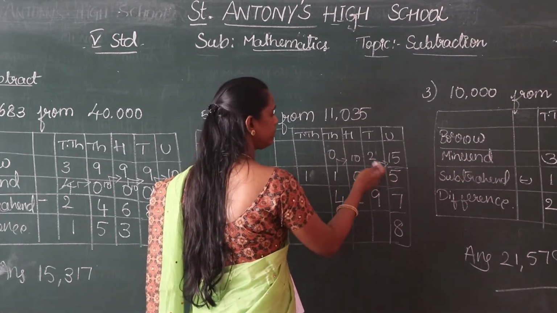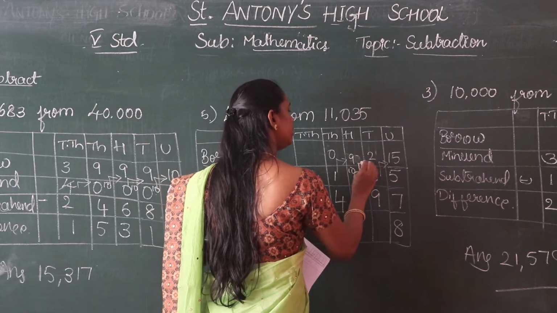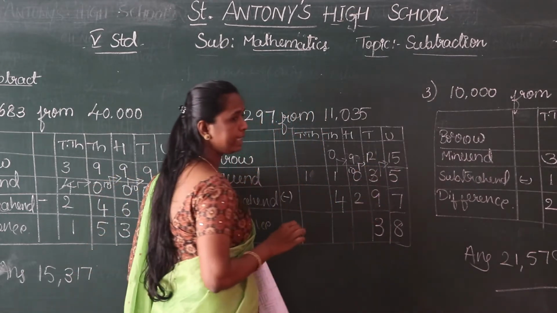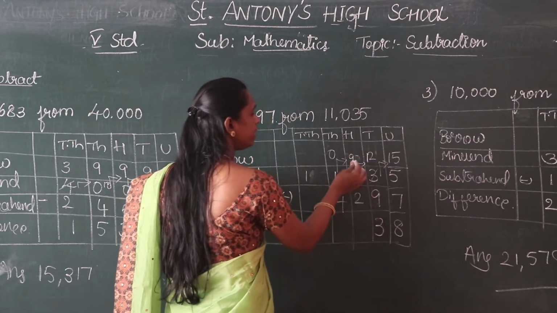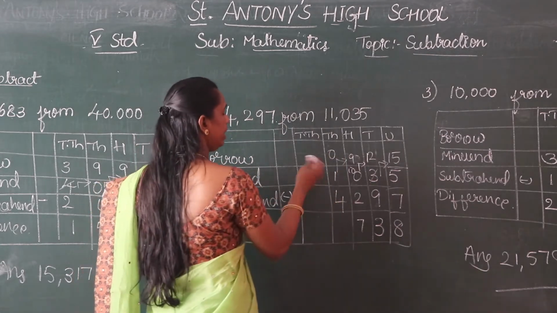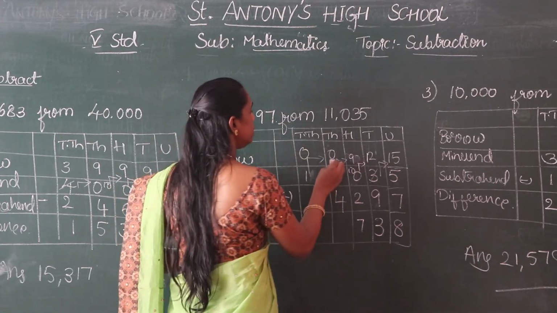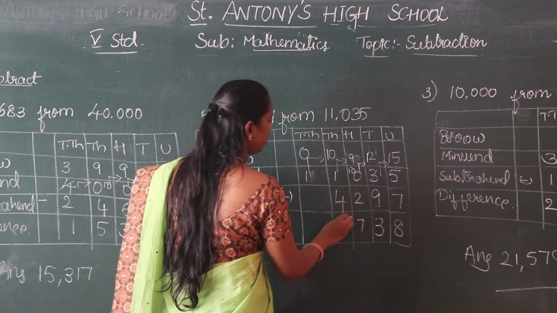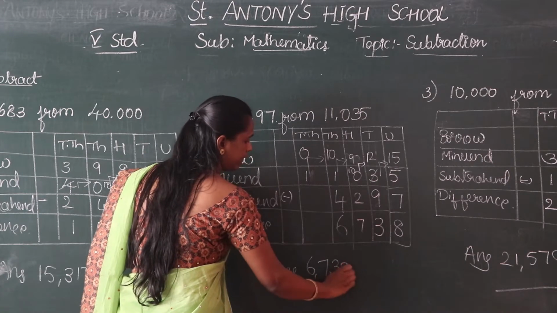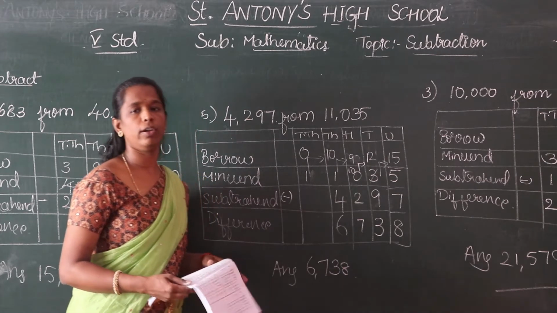Again we take borrow from the 100 place. This becomes 9 and this 2 becomes 12. 12 minus 9, 3. Then this 9 minus 2, 7. Here 0 minus 4 is not possible. Take borrow from 10,000 place. So this 1 becomes 0 and then this 0 becomes 10. 10 minus 4, 6. The answer is 6,738.